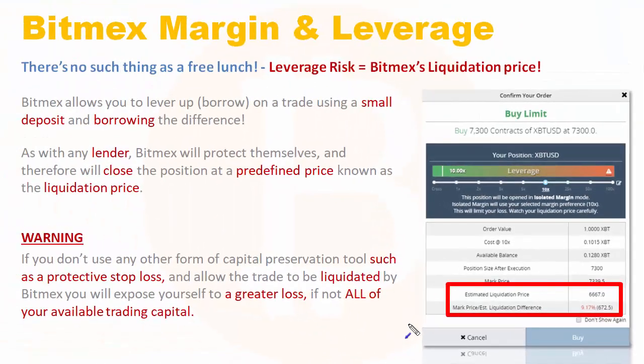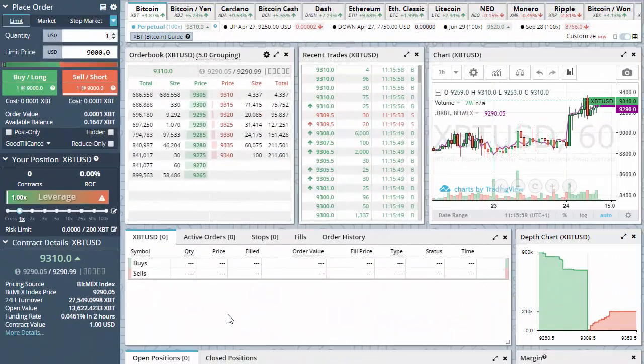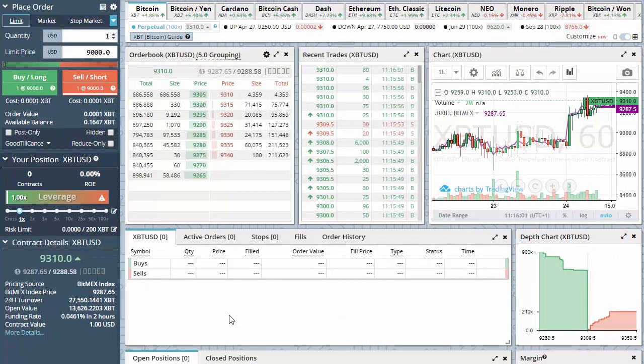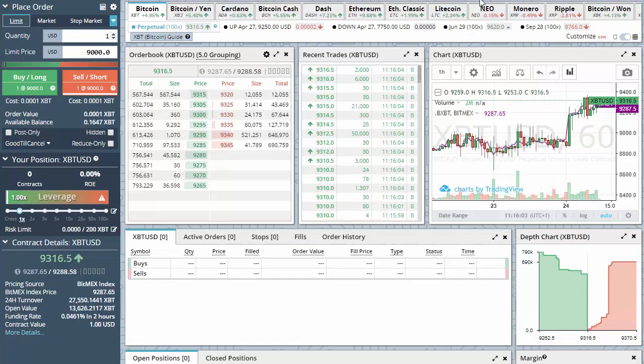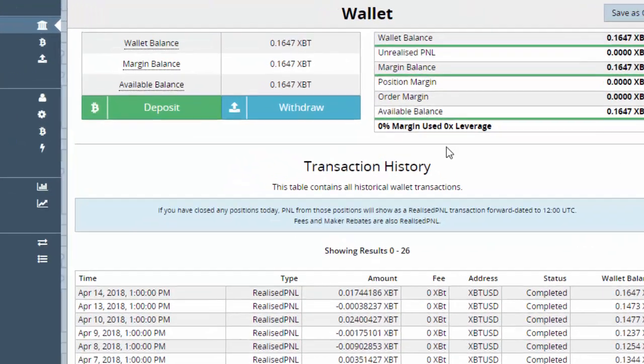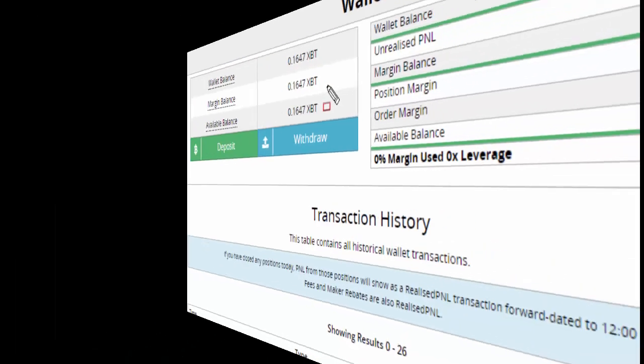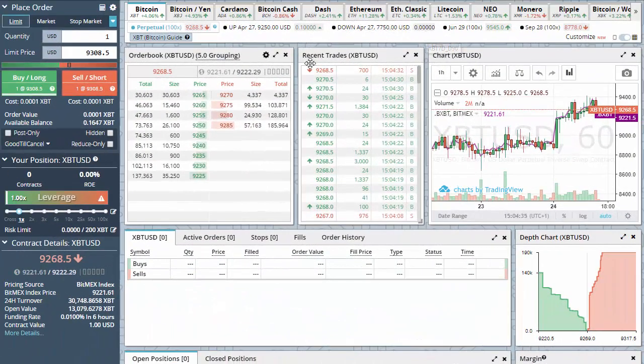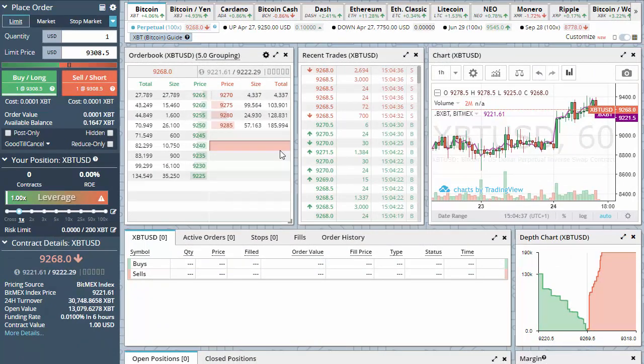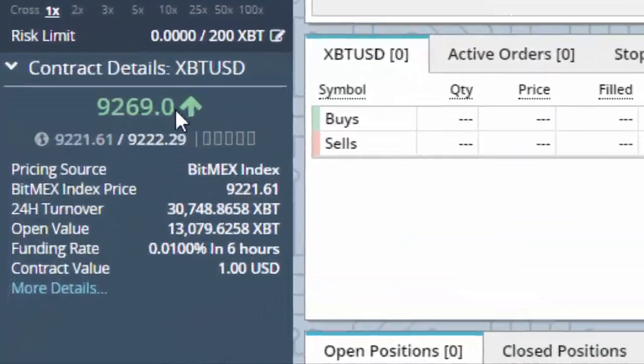So let's have a quick look at an example before we actually conclude this video. Okay, I'm on the Bitmex trading platform and just go to here so you can see that in this account we have a balance of 0.1647 Bitcoin at the current price. That's around $1,300. Okay, so let's have a look at a real-time example on how this is actually worked out. The market's currently trading at 9269, as we can see down here.